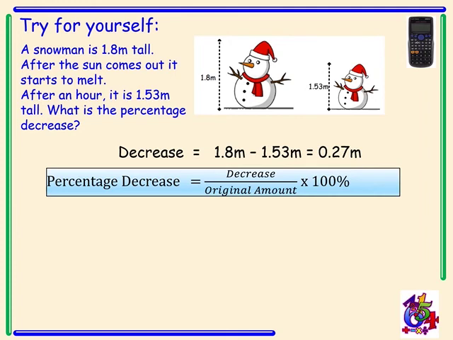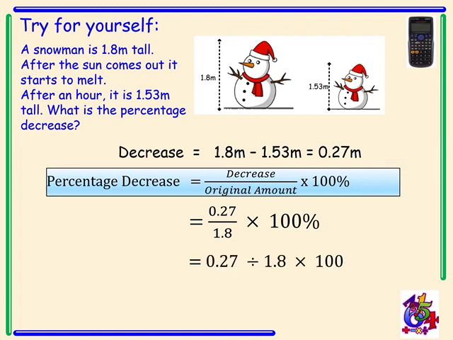We then need to sub that in, so we put the decrease over his starting height. His starting height was 1.8, so it's 0.27 over 1.8 times 100. Again, we can use our fraction button in our calculator or the division button. 0.27 divided by 1.8 times 100 gives us an answer of a 15% decrease in an hour to the snowman's height.